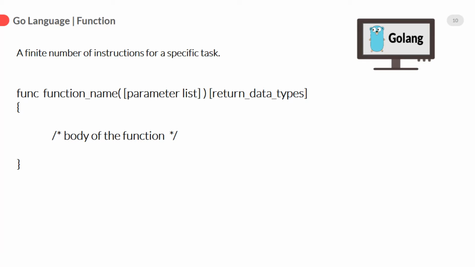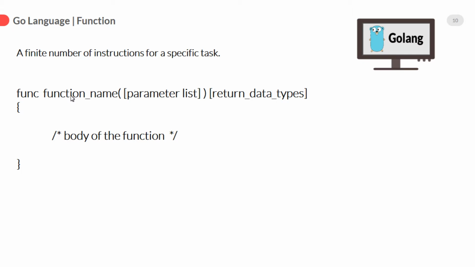Welcome to this lecture. In this lecture we are going to learn about functions. A function is a finite number of instructions for a specific task. Do you know every Go program has at least one function, that is the main function. By using functions we can divide our large problems into smaller problems. A function declaration is where the programmer tells the compiler, hi, here is the function.